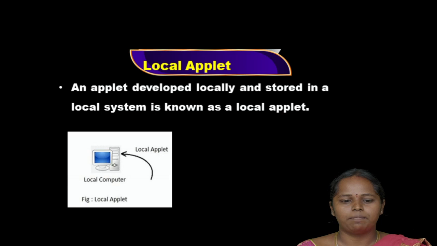First of all, local applet. An applet developed locally and stored in the local system is known as a local applet. When a web page is trying to find a local applet, it does not need to use the internet, and therefore the local system does not require an internet connection. It searches the directories in the local system, and locates and loads the specific applet.